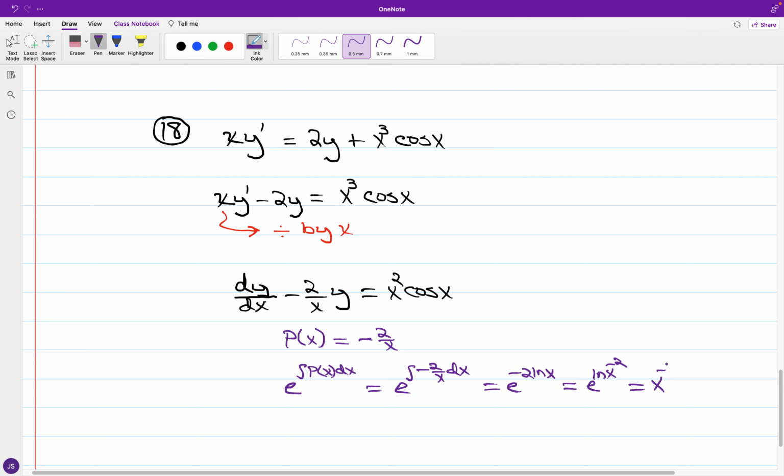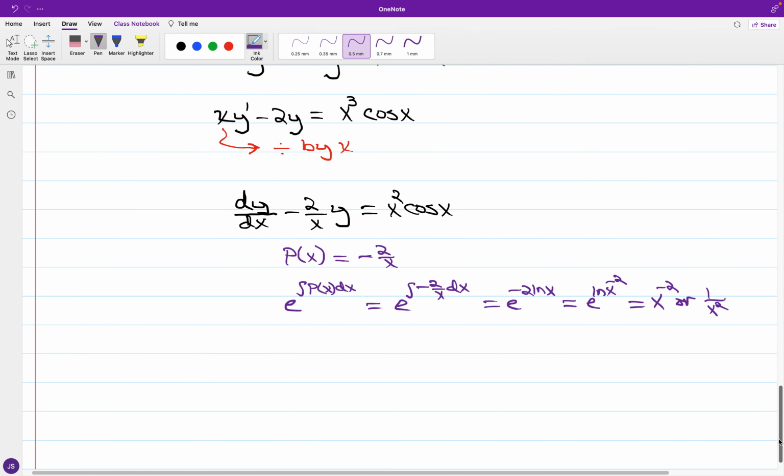And we say we have x to the negative 2, or the reciprocal of x squared. And again, if you multiply the equation by the integrating factor, and what I'll do here, just to give you a shortcut, we have x squared divided by itself, so this will end up as the cosine of x.